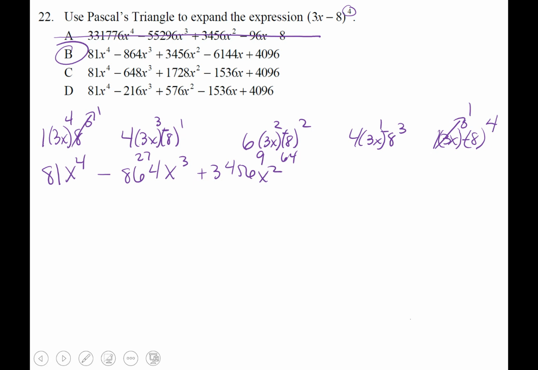The 3 is just going to be a 3. Negative 8 cubed is negative 504. And then 4 times 3 times 504 is, that's not what I got. What had happened? Let me try that again. 8 times 8 times 8. It's not 504, it's 512. All right, and then times 4 times 3 is negative 6,144x. And then negative 8 to the 4th, we know it's going to be positive.